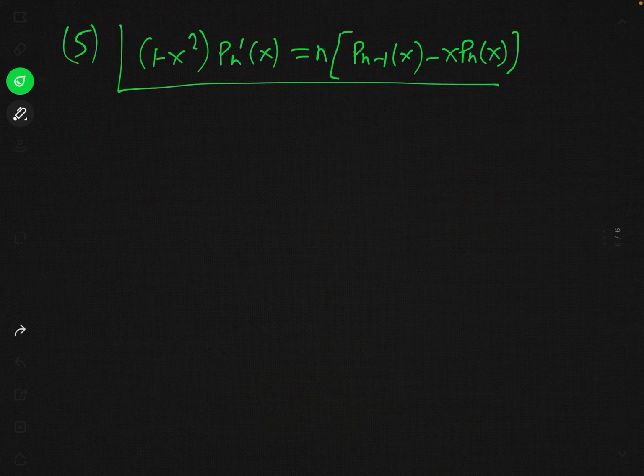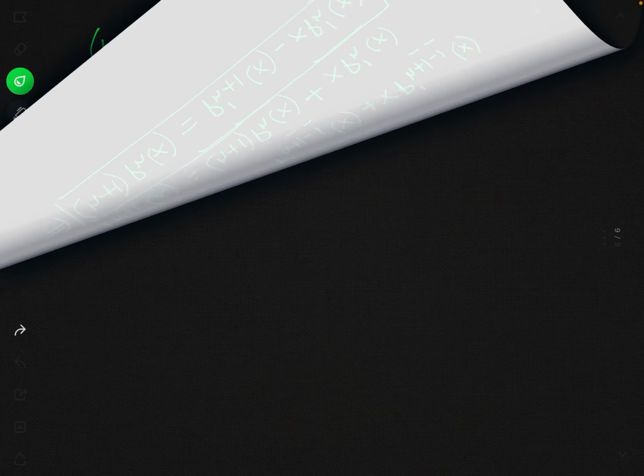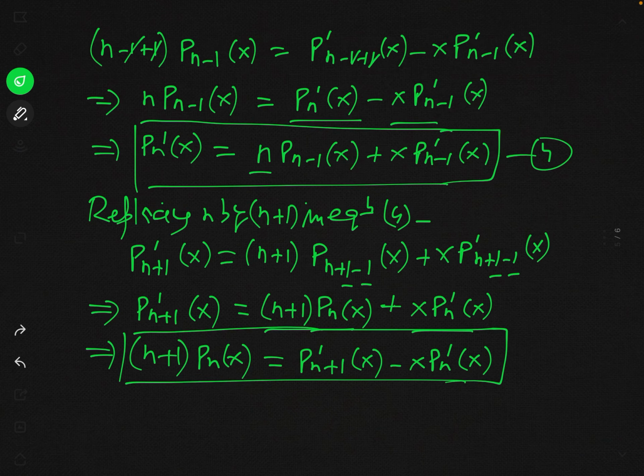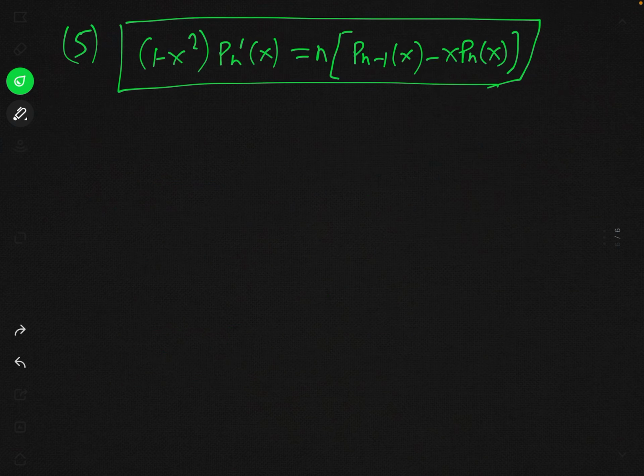This is actually the fifth recurrence relation or recurrence formula. Now, starting with the fourth recurrence formula, which we have just proved, we can get the proof of the fifth recurrence formula. So let us start with the fourth recurrence formula.